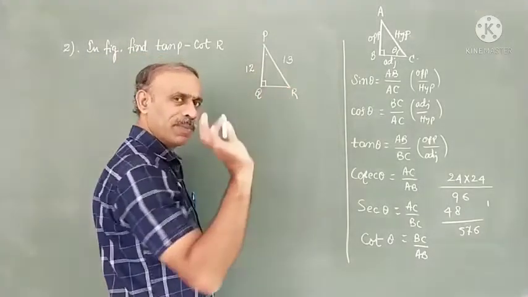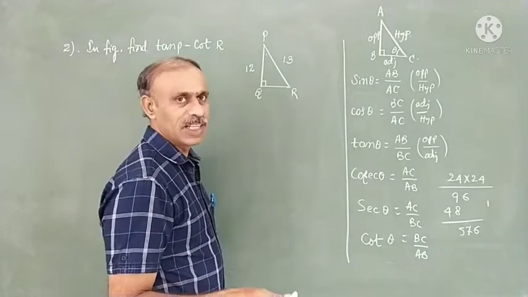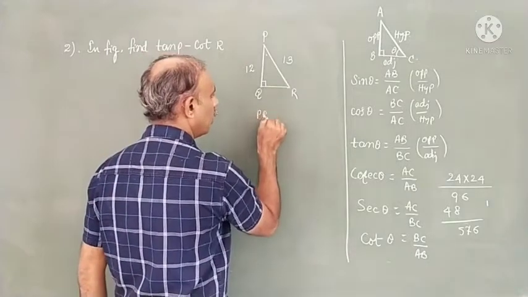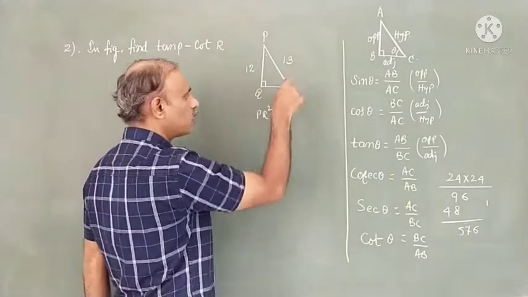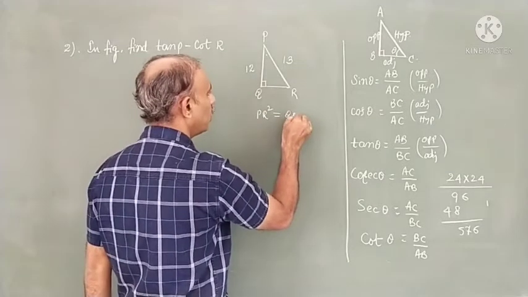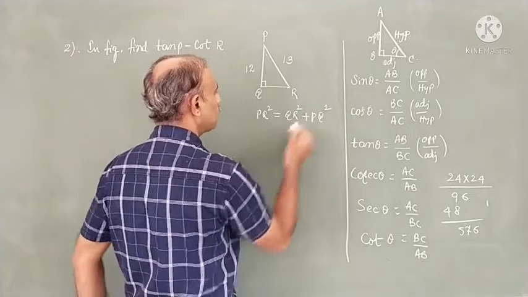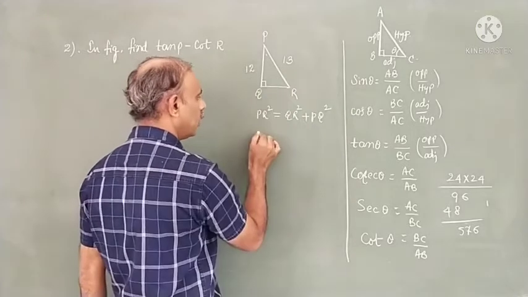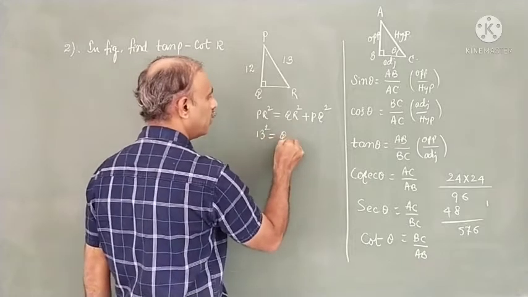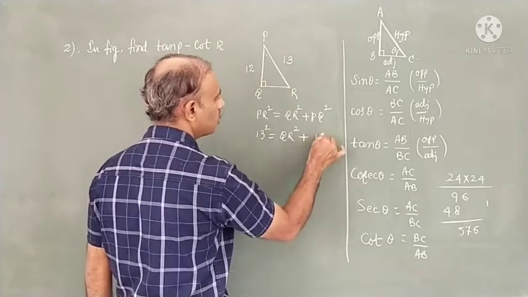Once again, right angle triangle means Pythagoras theorem; we have to use the Pythagoras relation regularly. PR square is equal to hypotenuse square. Hypotenuse square is equal to the sum of the squares of the other two sides: QR square plus PQ square. PR is how much? 13. 13 square is equal to QR square, which we don't know right now, plus PQ square. PQ is 12 square.